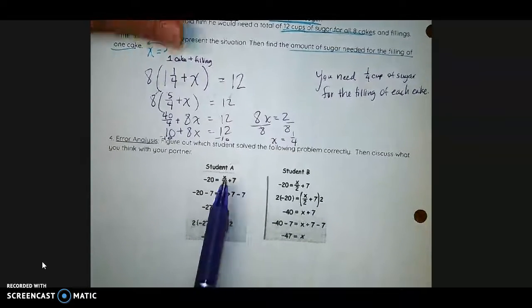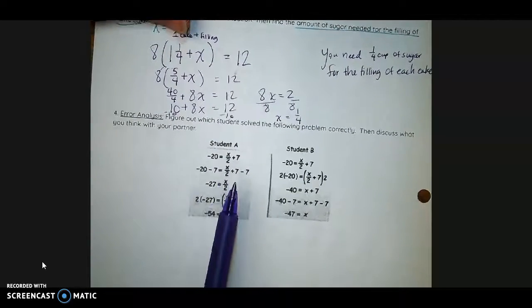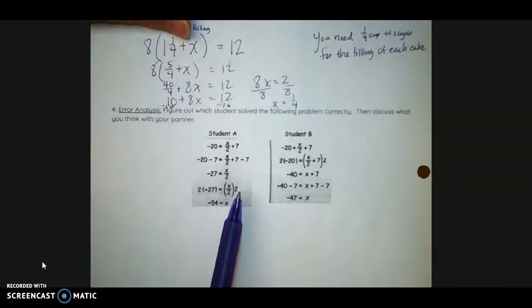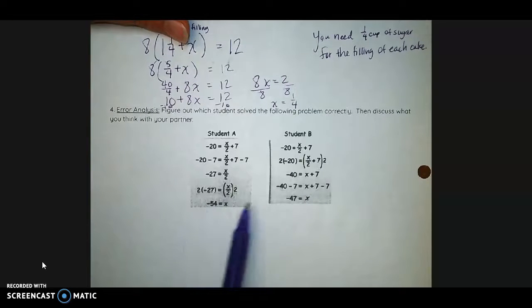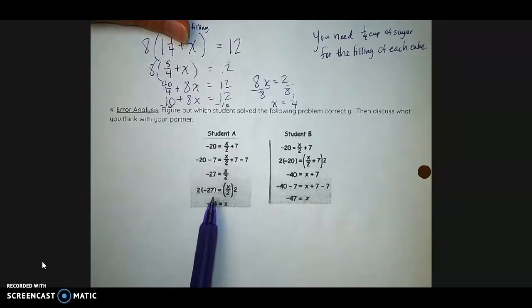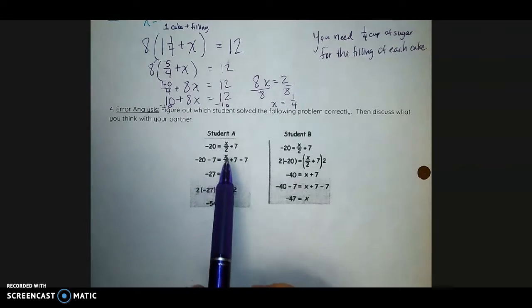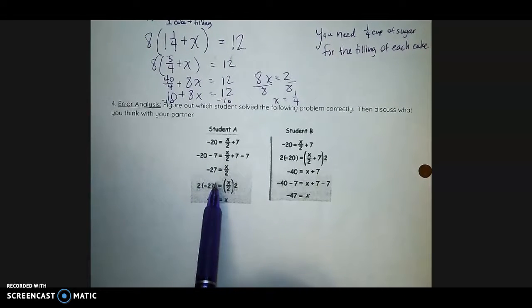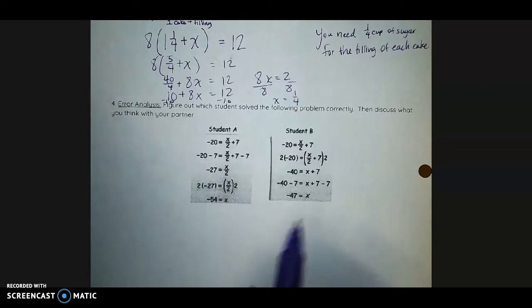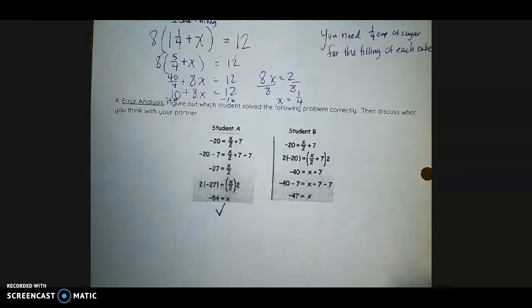This error analysis: figure out which students solved the problem correctly, then discuss what you think with your partner. So on this one, we did this in class with partners and we looked at them, and what I want you to do right now is pause it and then see if you can identify that problem, and then turn it back on and check and see if you're right. So our first student, student A here, decided to subtract the 7 from both sides first and then just go ahead and multiply by 2 at the end, and got negative 54 equals x. And that student did that correctly.